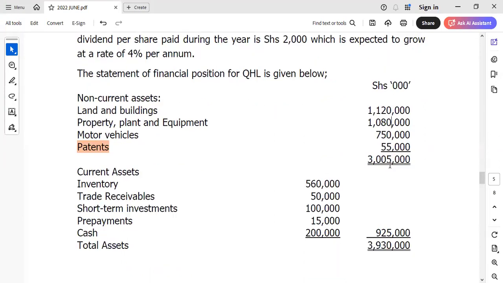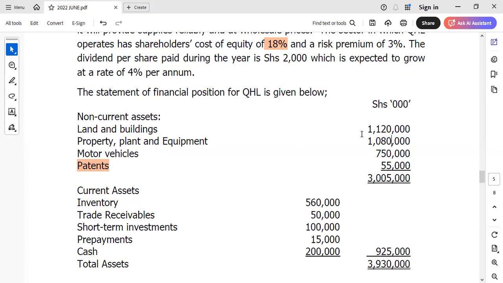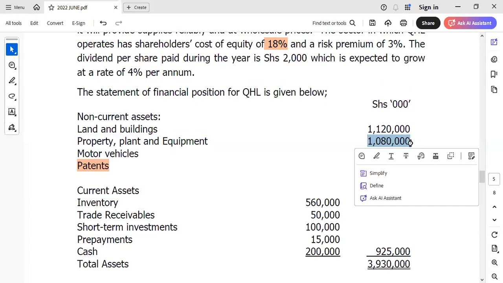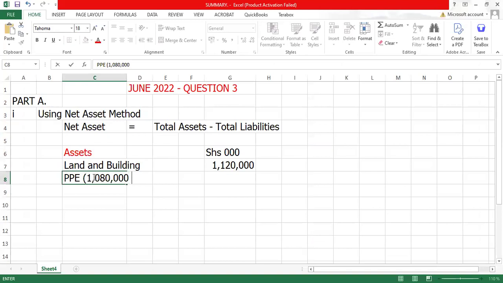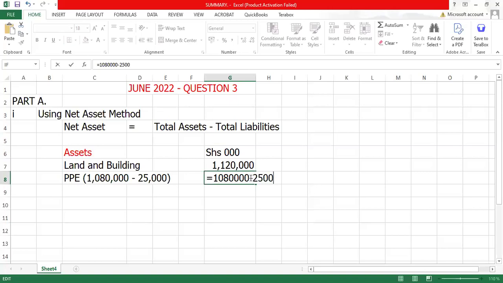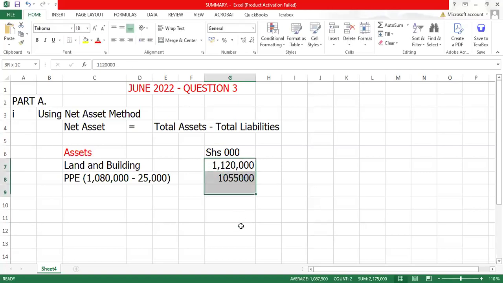Okay. What do you get? We get this figure and remove 25 million. So you will just remove 25,000 because you're keeping 3 zeros. So I remove 25,000. How much do you get? 1055 minus 25,000. That's what you have? Oh, yeah.